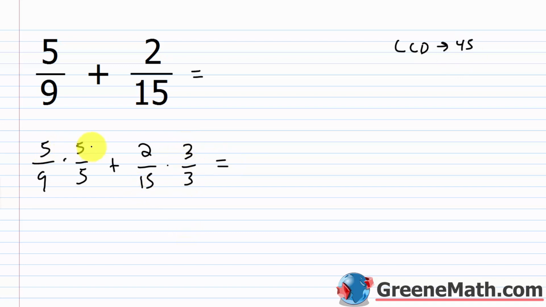So now 5 times 5 is 25, and this is, of course, over 45. Then plus 2 times 3 is 6, and this is, of course, over 45. And now it's just like the last example. We have a common denominator, so we just work with the numerator. So 25 plus 6 is going to be 31, so you get 31 over the common denominator of 45. Now, 31 over 45 is already simplified, so this is our answer.